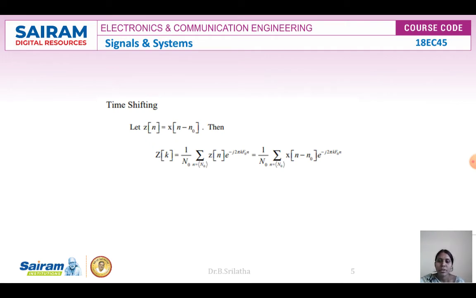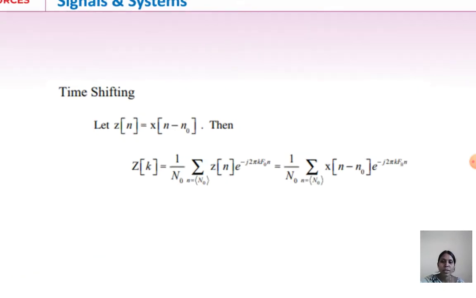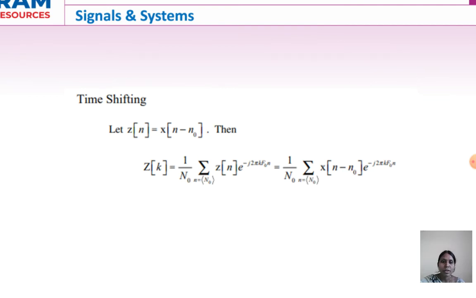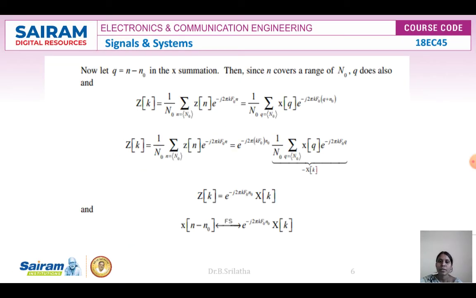time shifting. So time shifting means z of n is equal to x of n minus n naught. So time is shifted, n is shifted by n naught. Now I'm going to write it. z of k is nothing but 1 by N, sum of z of n into e power minus j 2 pi k f naught n. Here z of n is nothing but x of n minus n naught. So 1 by N into x of n minus n naught e power minus j 2 pi k f naught into n.